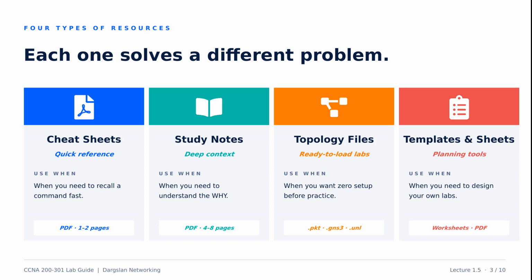So let's break those resources into the 4 categories you'll actually be working with. Cheat sheets are your one-page rescue when you blank on a command mid-lab. Study notes go deeper, 4 to 8 pages explaining the why behind the configuration. Topology files drop straight into Packet Tracer, GNS3, or EVE-NG, so you skip the setup and start practicing. And templates and worksheets are there for when you're ready to design your own labs from scratch. Each one solves a different problem at a different stage of your learning.